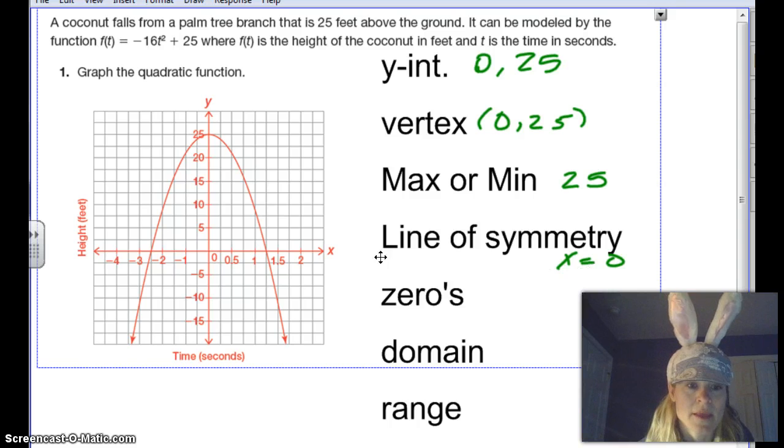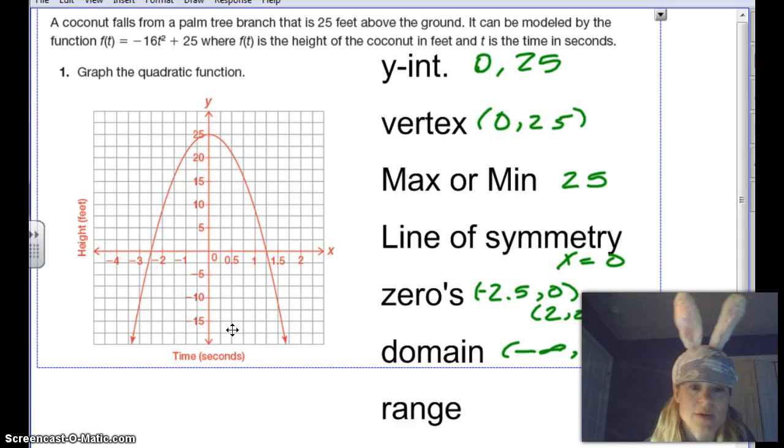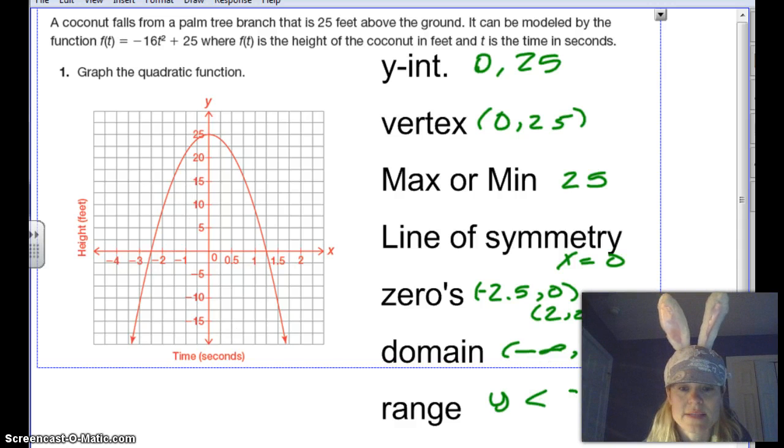Just a vertical line. We learned about the zeros yesterday. The zeros are here at negative 2.5 and here at 2. So we would say negative 2.5 is one of the x-intercepts, and 2 are my zeros. The domain is it goes forever in each direction. So that's going to be negative infinity to positive infinity. It goes left and right forever. And the range, the top is 25 and it goes down forever. So we would say y is less than 25. So that's how we would just figure out all these different pieces of information about the parabola.